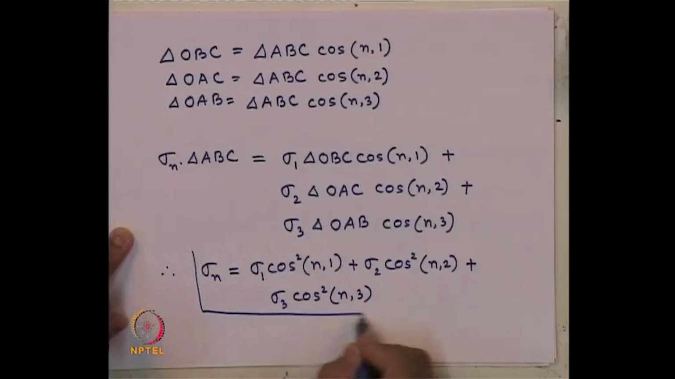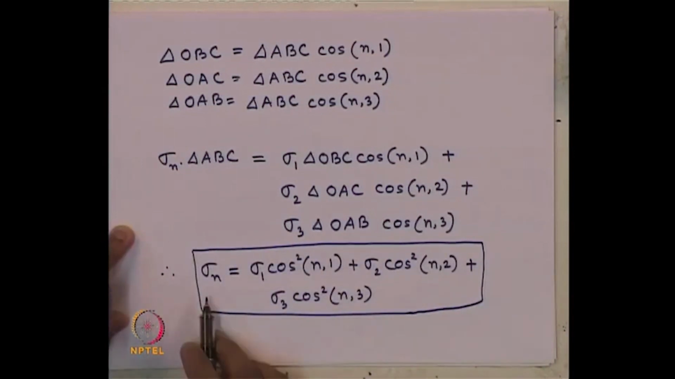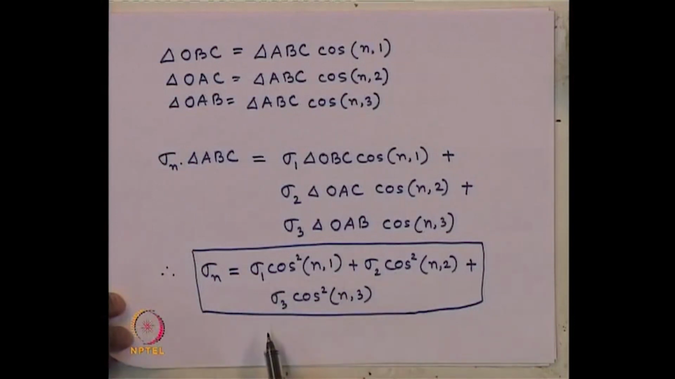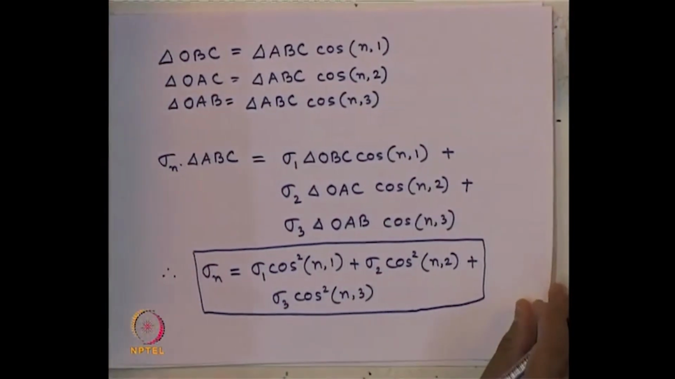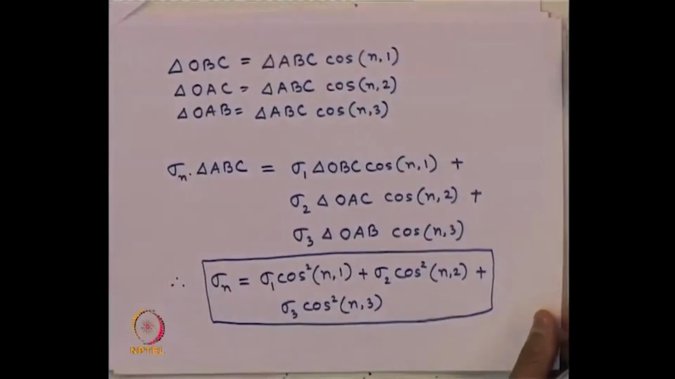So, this is the expression by which mathematically we can obtain the normal stress on any nth plane from the given 3 principal stresses sigma 1, sigma 2, sigma 3, and knowing the angle of that normal to the plane with respect to those principal stress directions. Now, mathematically we have obtained this. Let us see how we can obtain the shear stress now.